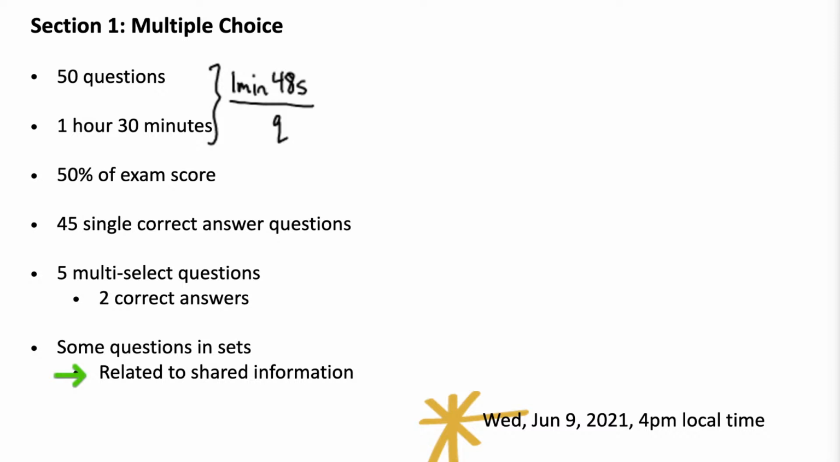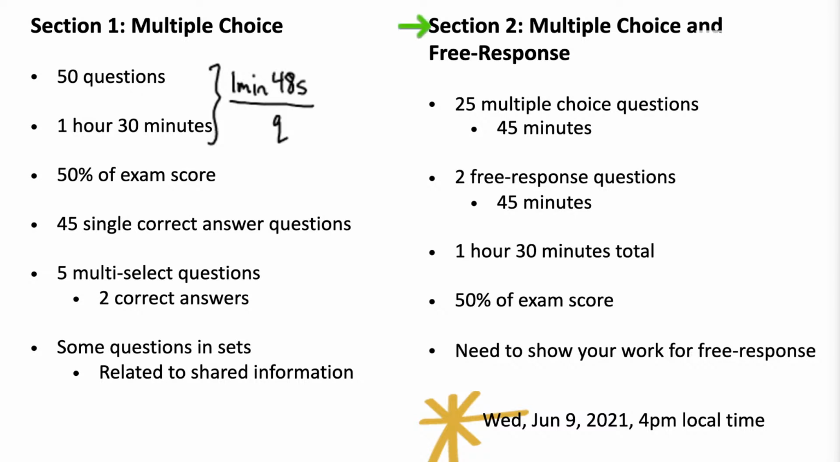But the second section is where we get some differences. So in our second section, we again have those free response questions, but now we also get some multiple choice problems. So the first portion here will be a selection of 25 multiple choice questions in which we have 45 minutes to answer them. So for the pacing this time around, you work out the math and it's identical to what we had before. 1 minute, 48 seconds per question.